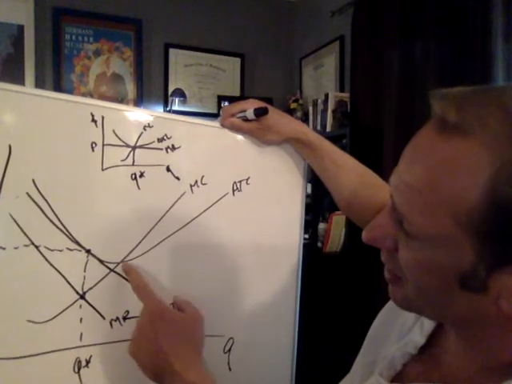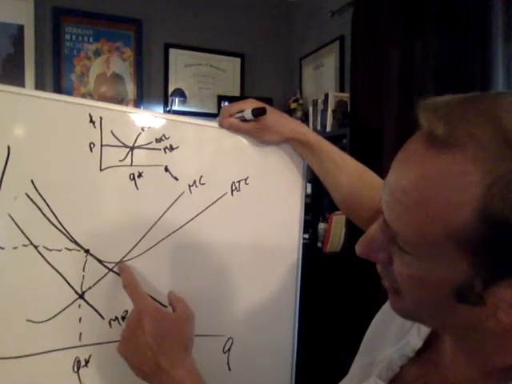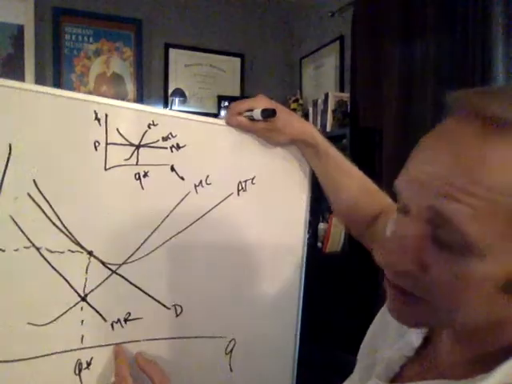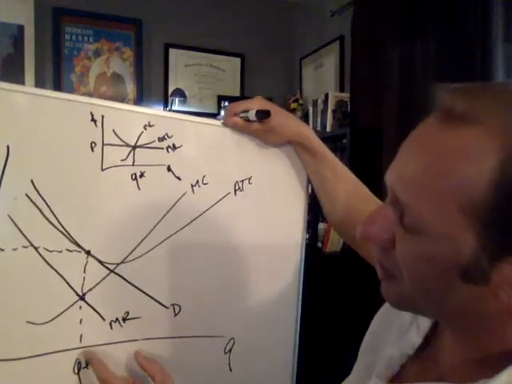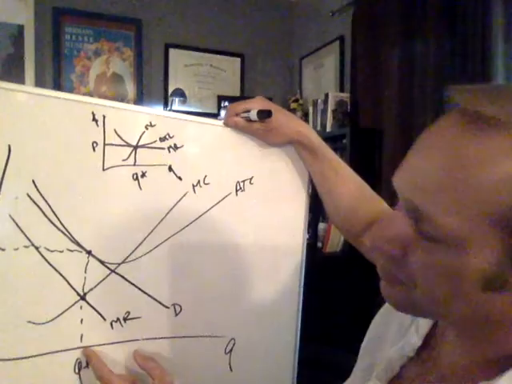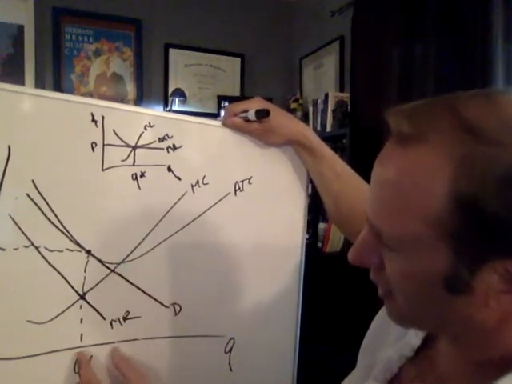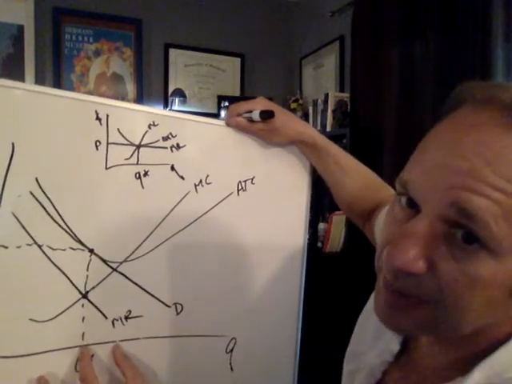This inefficiency from here, the minimum of average total cost, that would be the optimum quantity in the sense that society could get the good or service for its lowest possible cost. But this is the quantity they're going to get. So this gap between here and there is called excess capacity.